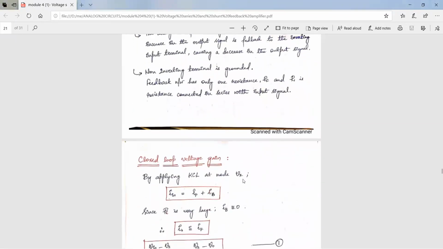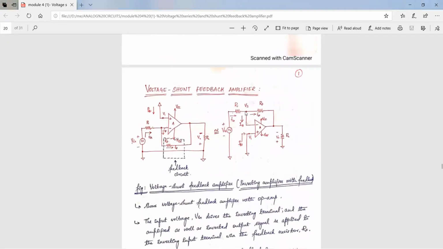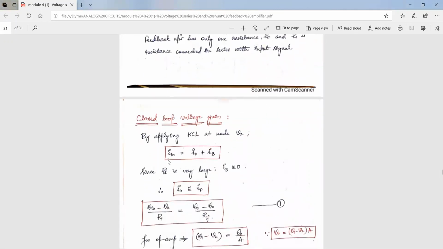First, we'll apply KCL at the node V2. As I told you earlier, the current branches out at this terminal. Since IB is very small, we'll almost consider it to be 0. Therefore, IN will be equal to IF. So here, IN is equal to IF plus IB. Since IB is equal to 0, IN is almost equal to IF.